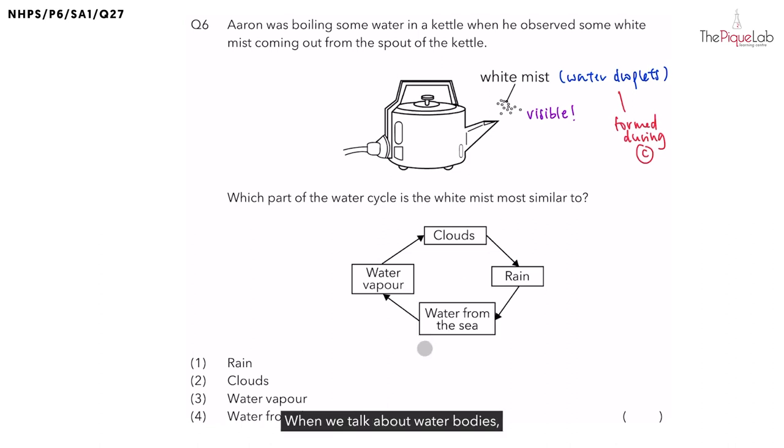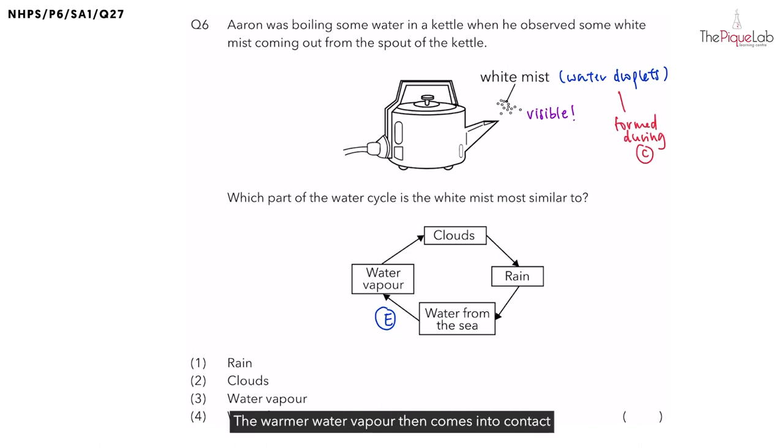When we talk about water bodies, does the water in the water body gain heat or lose heat from the sun? The water gains heat. And what process takes place? Evaporation. Then what is formed during the process of evaporation? The water becomes water vapor. Since we have warmer water vapor, does it rise or sink? The warmer water vapor rises, since hot air rises.